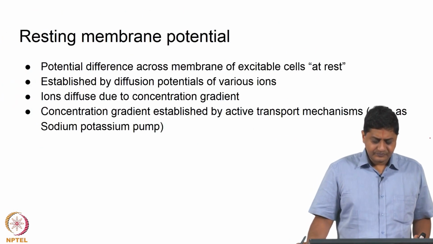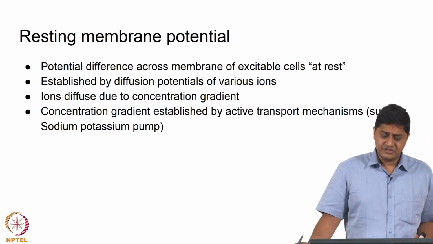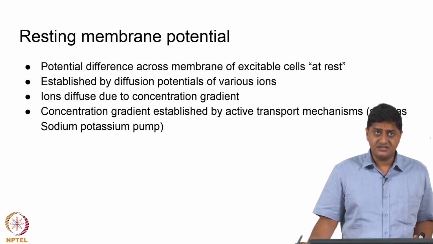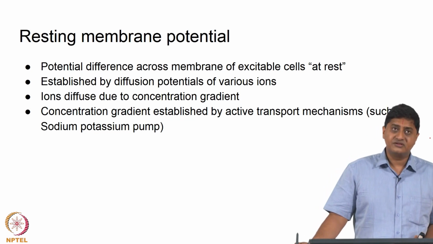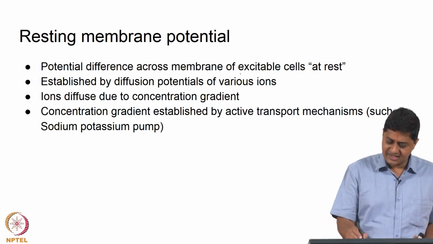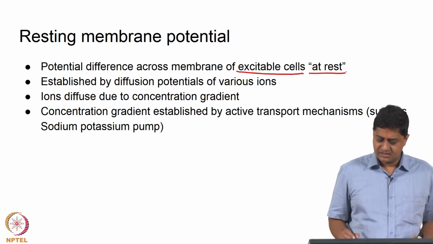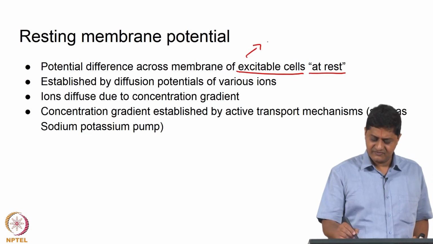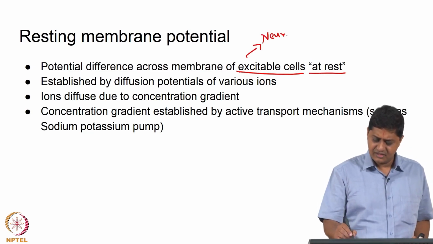So we defined resting membrane potential. Resting membrane potential is the potential across the membrane of excitable cells at rest. So what are these excitable cells? We have defined this earlier. These are neurons and muscle cells or muscle fibers.